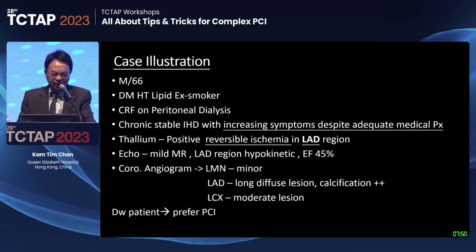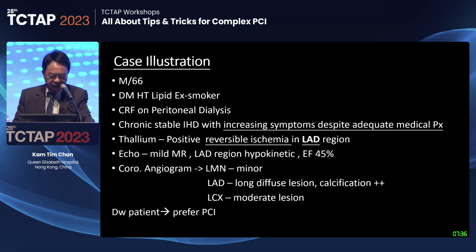I want to start off with a case that I did a few months ago. A 66-year-old gentleman, multiple risk factors, renal failure on dialysis. Well, he presented with chronic stable IHD with increasing symptoms despite adequate medical treatment. We did a perfusion scan, which is positive, with reversible ischemia in the LAD. Echo, well, LAD region hypokinetic, EF 45%.